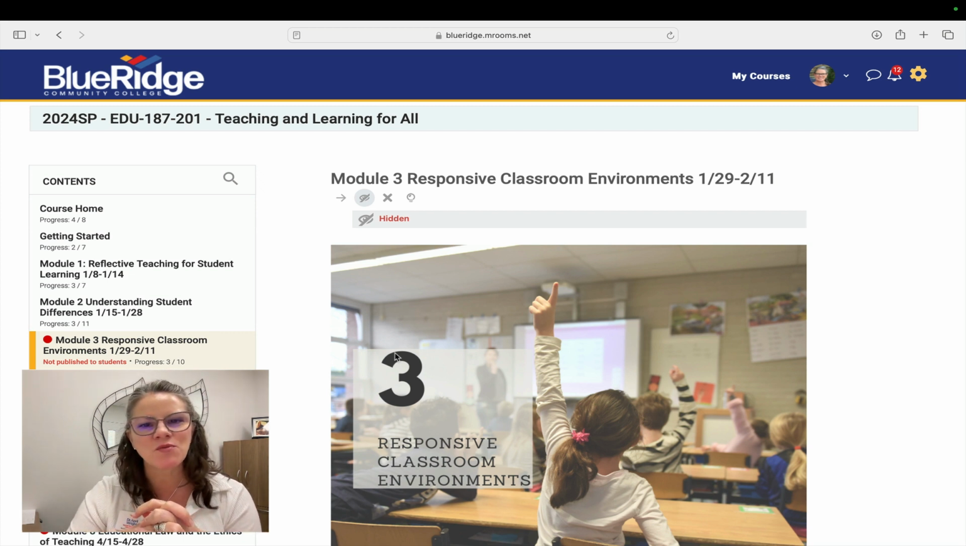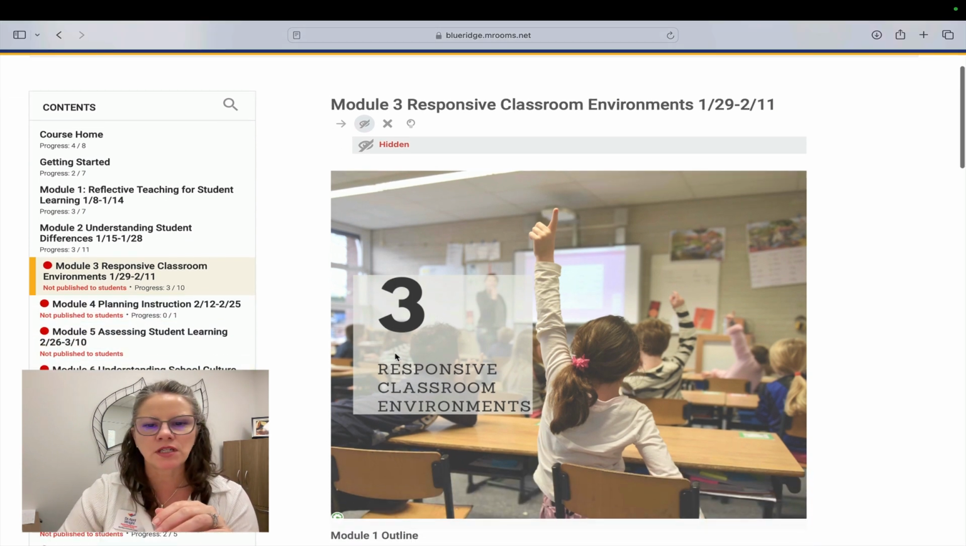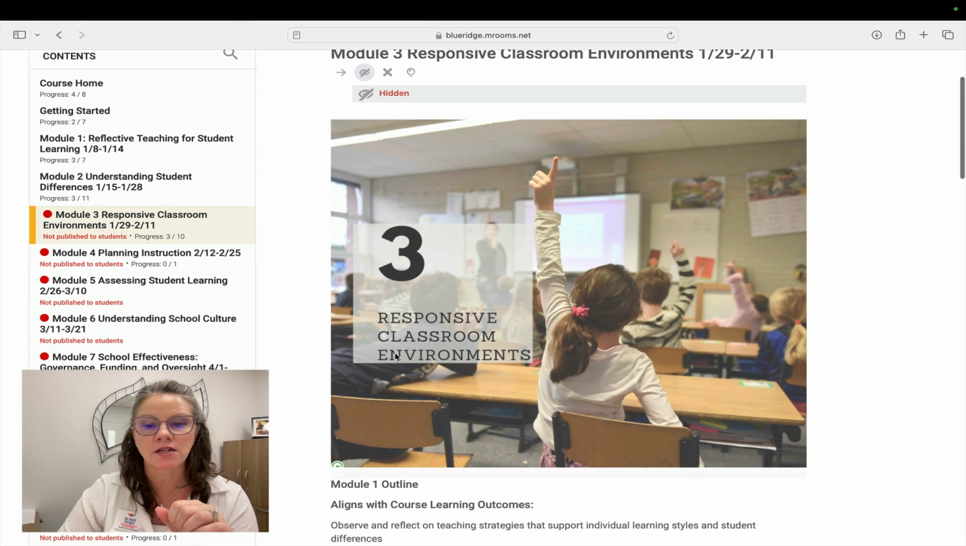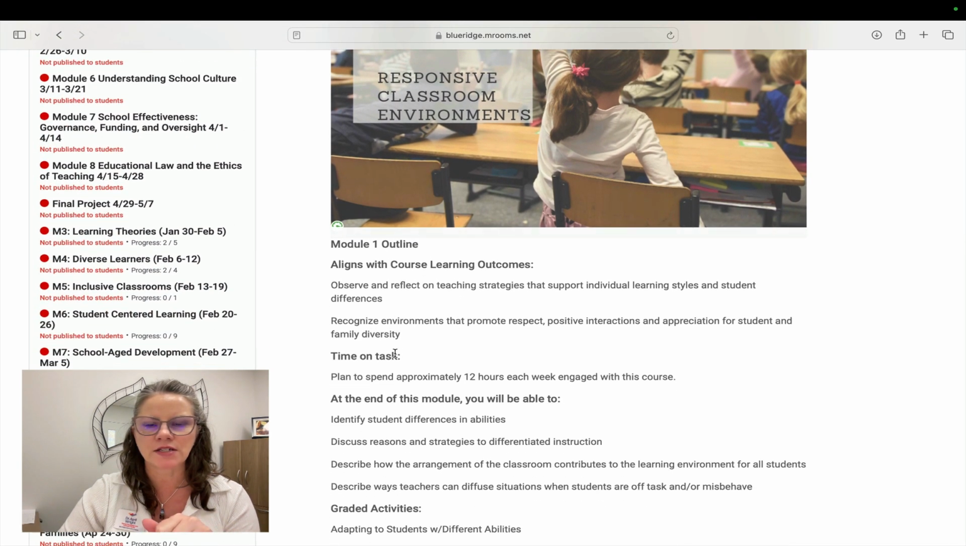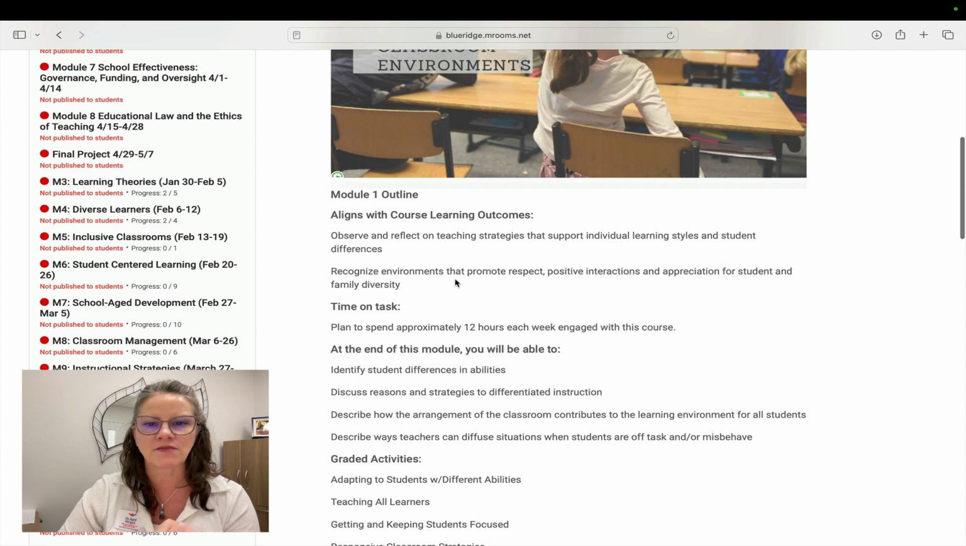In Module 3, we're going to keep talking about student differences, in particular students that have some diagnoses. So here are your learning outcomes. Observe and reflect on teaching strategies that support individual learning styles and student differences. You're also going to recognize environments that promote respect, positive interactions, and appreciation for student and family diversity.